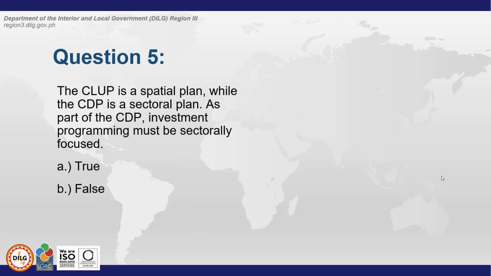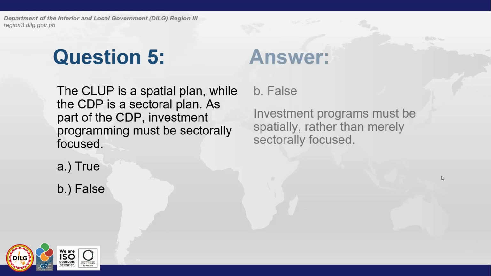Question number 5. The CLUP is a spatial plan. It deals with space, while the CDP is a sectoral plan. As part of the CDP, investment programming must be sectorally focused. Is it true or false? And the answer is false. Investment programs must be spatially rather than merely sectorally focused. So both spatial and sectoral.